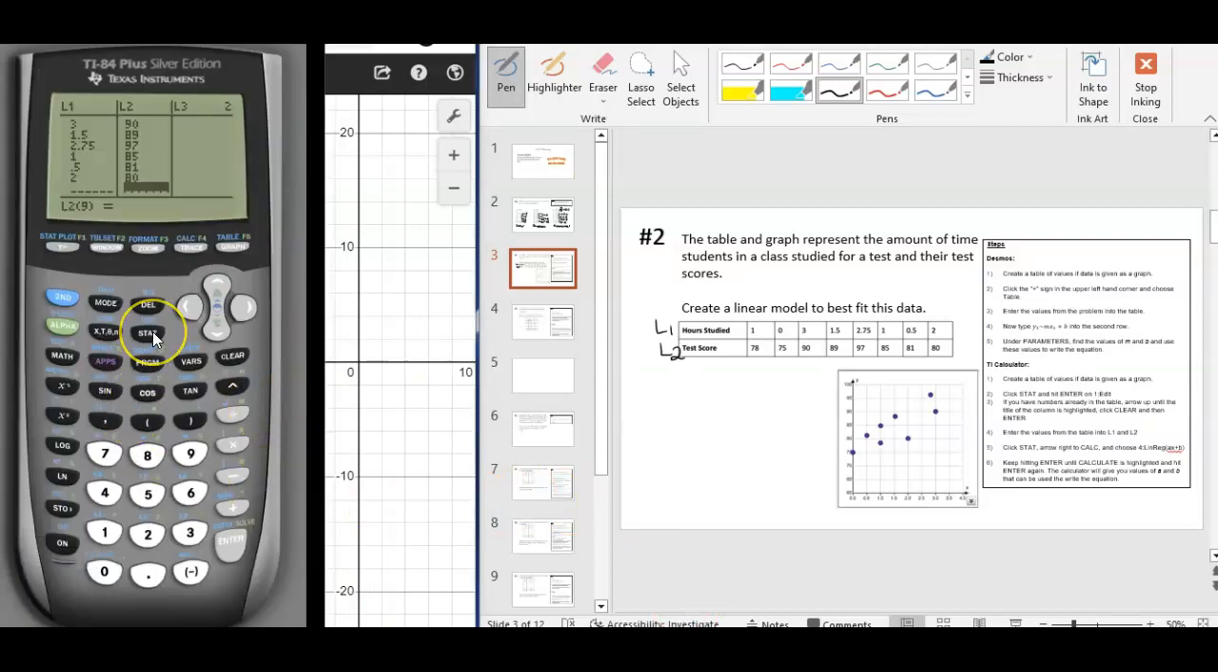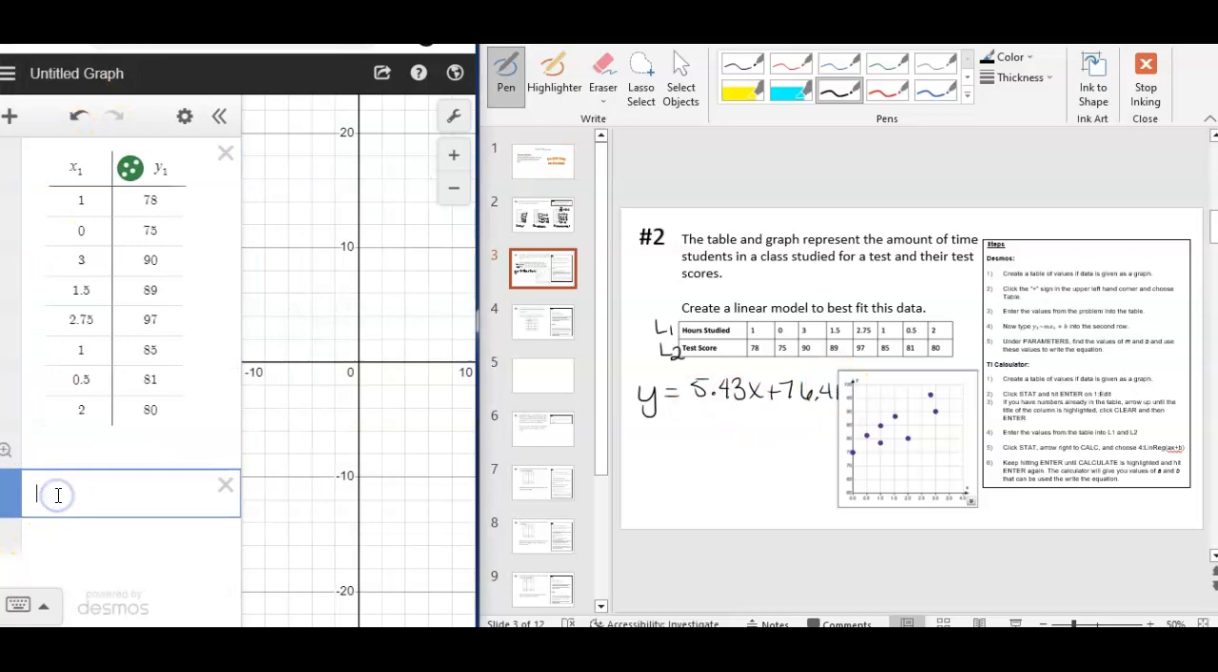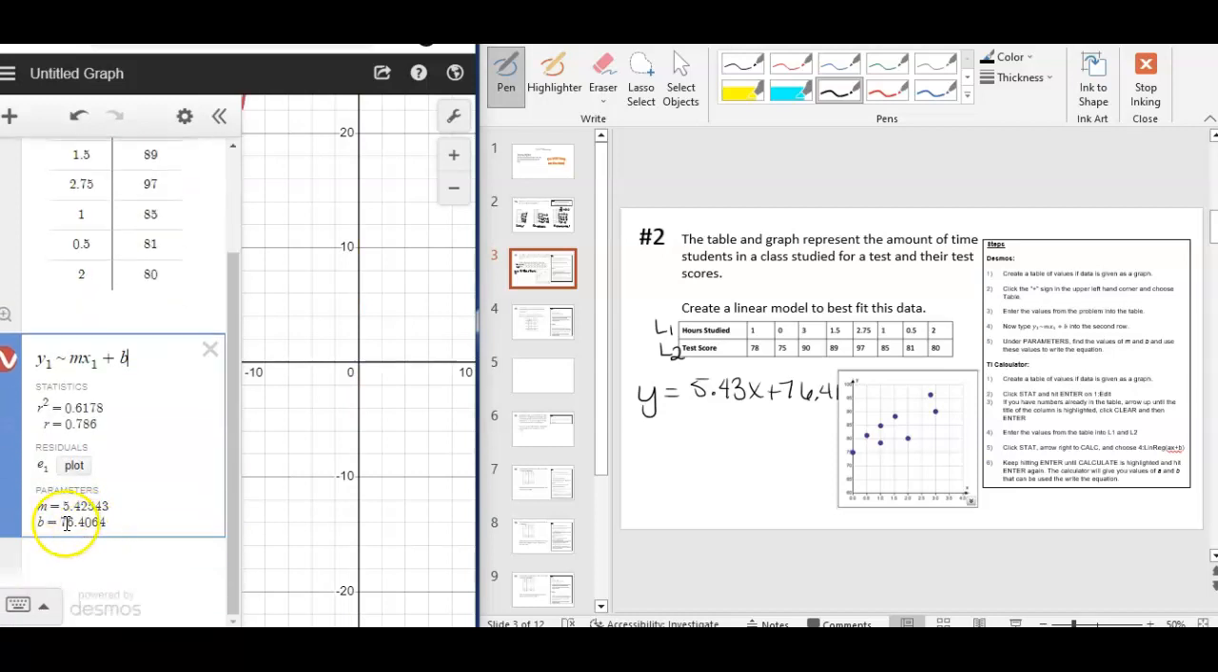So now if you're doing this on the calculator, you're going to click Stat and then arrow right to Calculate and choose option 4, which is Linear Regression. So keep hitting Enter until Calculate is highlighted, and then it's going to give you the values that we need to write our equation. So our equation will be y equals 5.43x plus 76.41. Okay. If you're in Desmos, once you have your table, you're going to type y1 is approximately mx1 plus b, and then if you scroll down to parameters, it gives you those values that you need to plug into your equation.